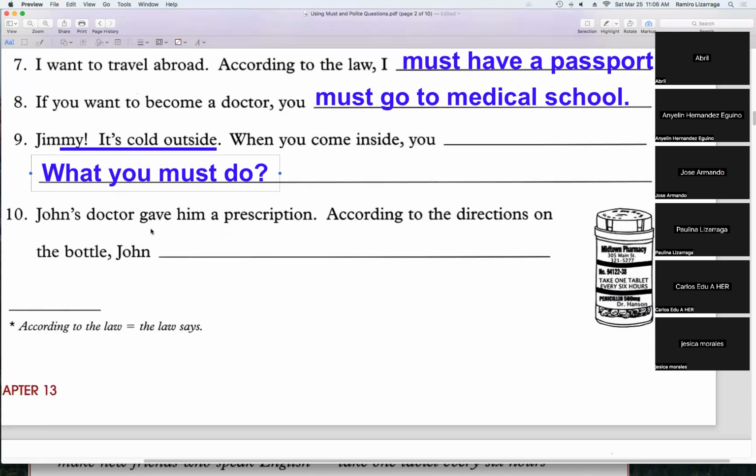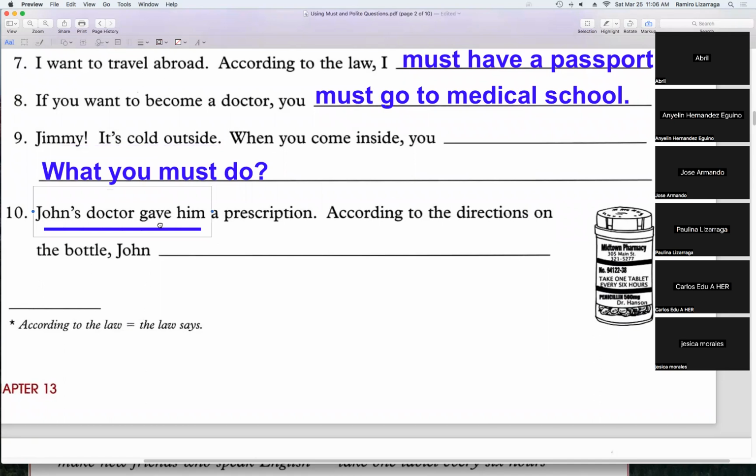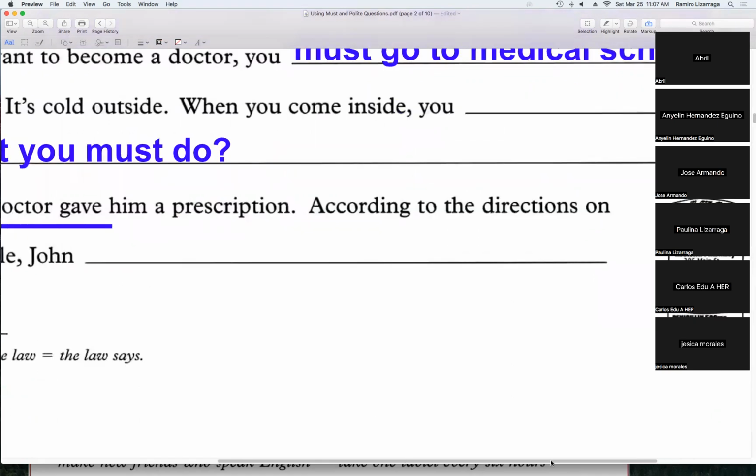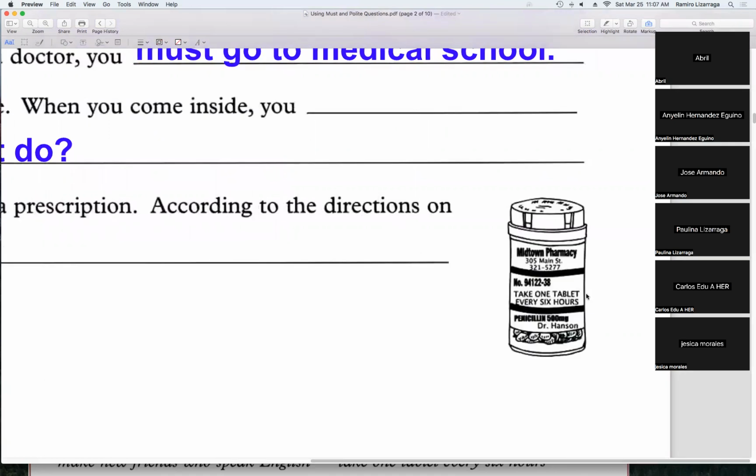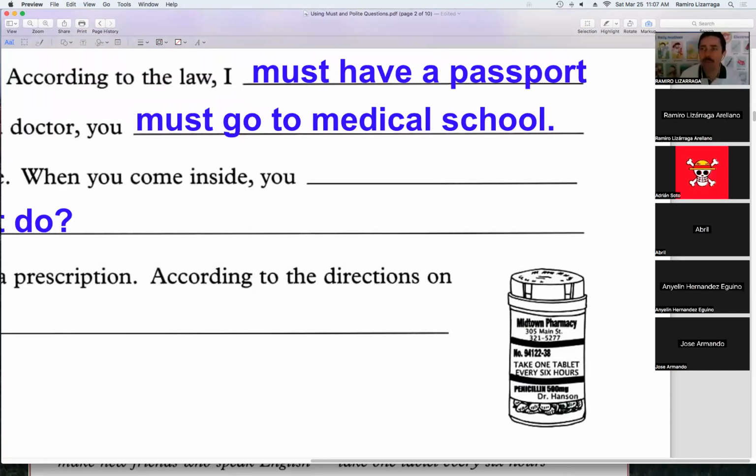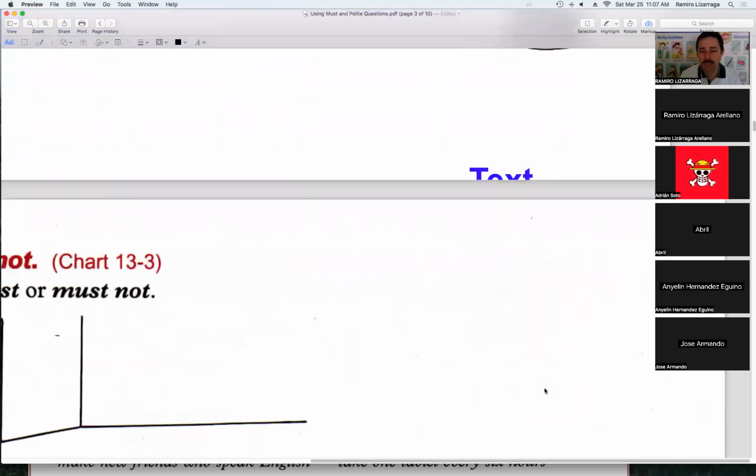Okay, so right here, Adrian, John's doctor gave him a prescription. So according to the directions on the bottle, John, can you please read the bottle description? Okay, let me make this bigger. Look. So take one tablet every 6 hours. So what he must do, Adrian? John must take one tablet every 6 hours. Oh, yes, sir. Very good. Thank you. Muy bien, muy bien. That's what he must do.